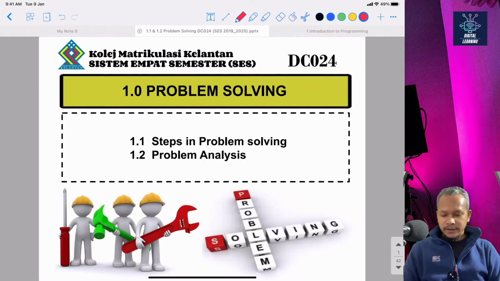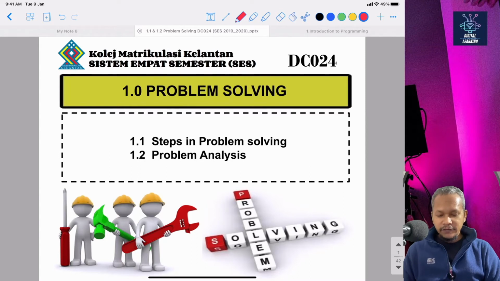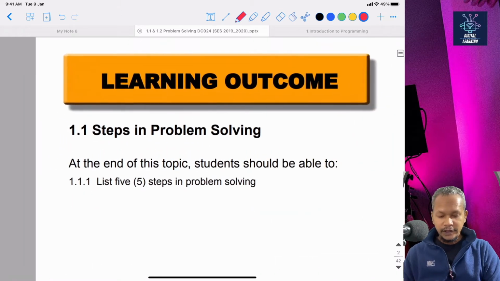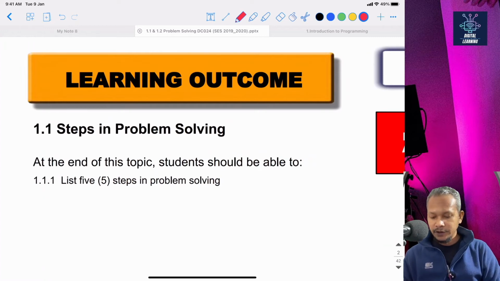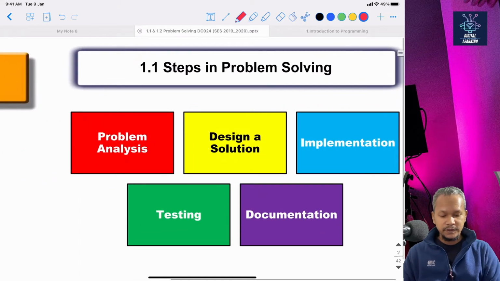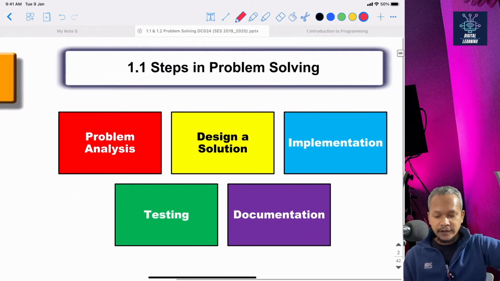Okay, this chapter is very important. You need to know the steps in problem solving. Problem solving has a few steps; we think there are 5 steps. By the end of this topic, you can list 5 steps in problem solving. Here are the problem solving steps.